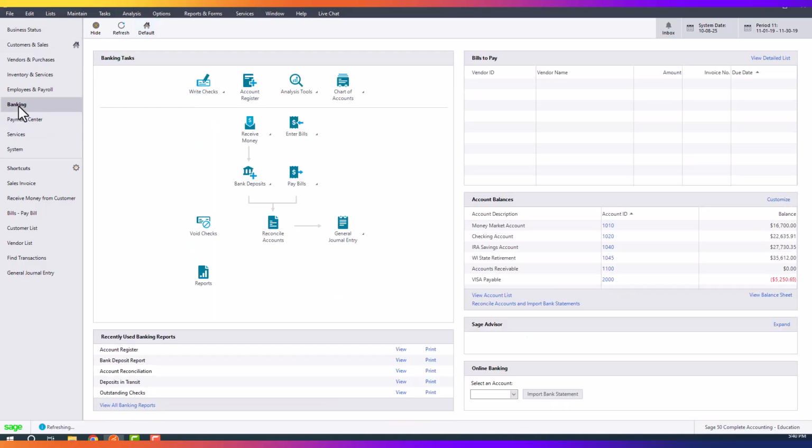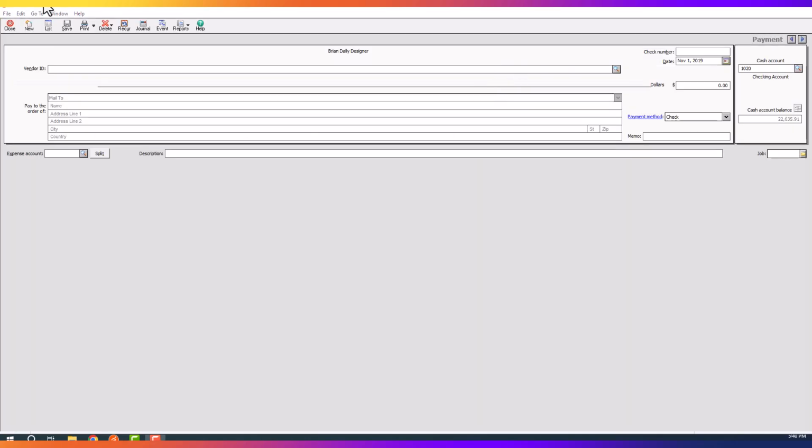So if I click on the banking area from the navigational menu up top here, I've got a button for write checks. I'm going to select that and then new check. From here, I am going to put ATM for the name, and then for the check number, the book says to use ATM, but that's going to give us an error message. So I'm just going to put a number at the end of it. I'm going to type ATM2 because I've already used ATM a couple of times.